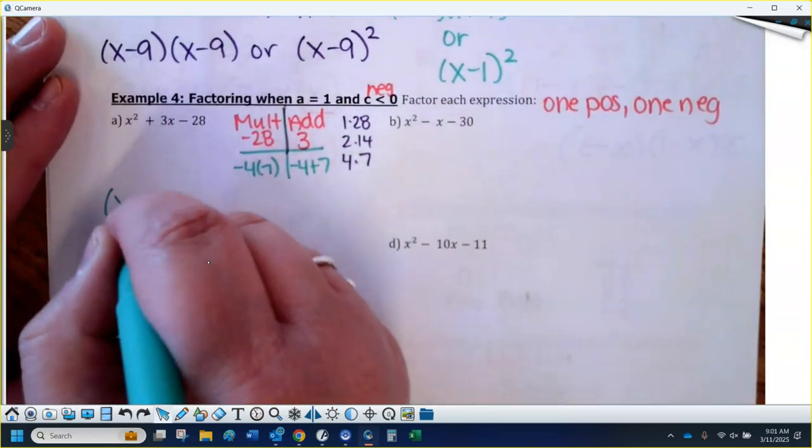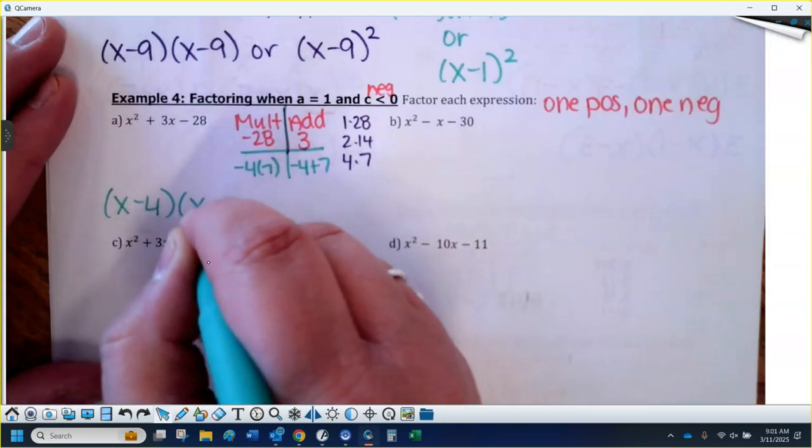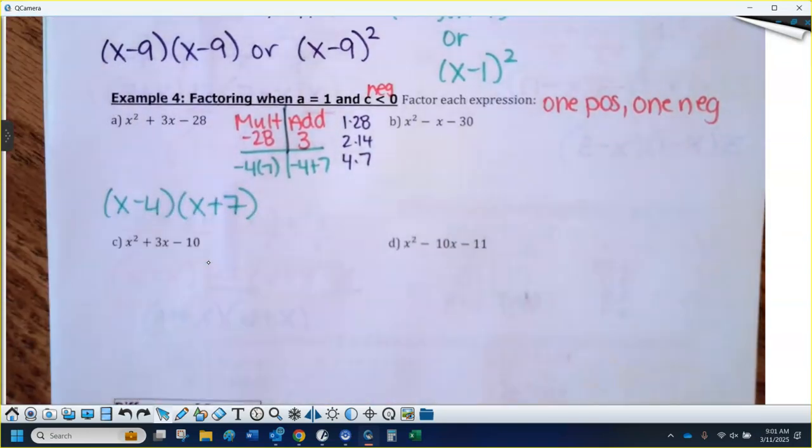Once you have those two numbers, one of them is x minus 4 and one of them is x plus 7. If it's a negative number, it's just subtraction in the little set of parentheses. If it's a positive number, you just go ahead and put a plus sign.